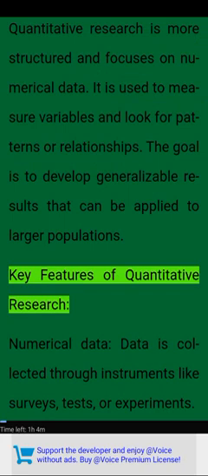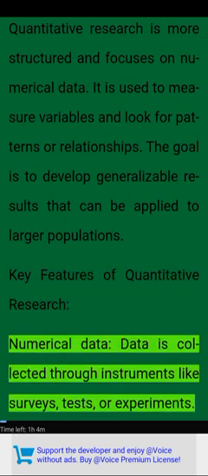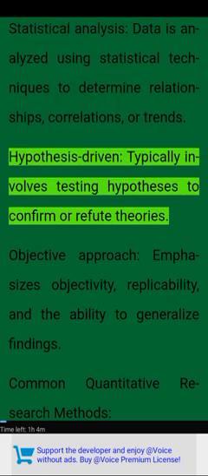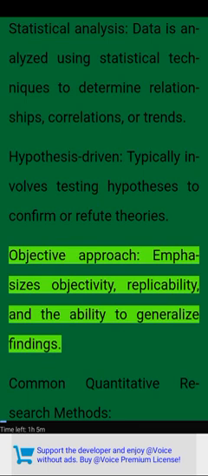Key features of quantitative research. Numerical data. Data is collected through instruments like surveys, tests, or experiments. Statistical analysis. Data is analyzed using statistical techniques to determine relationships, correlations, or trends. Hypothesis-driven, typically involves testing hypotheses to confirm or refute theories. Objective approach, emphasizes objectivity, replicability, and the ability to generalize findings.